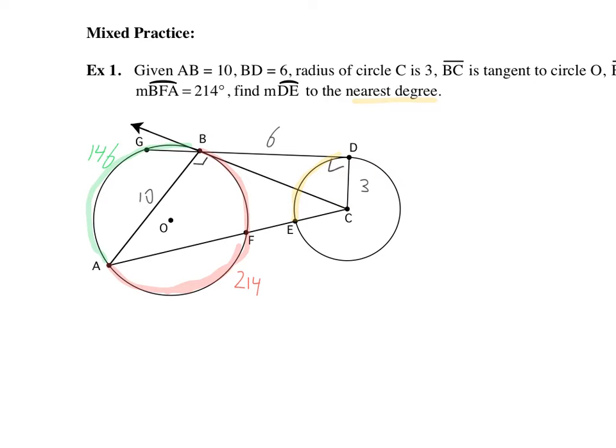So let's just kind of assign some variables here so I know where I'm going. Let's call this theta, and let's call this beta. Okay, so I'm going to solve for those two things together. So what I'm trying to find, the measure of arc DE, is going to be theta plus beta. Now, in order for me to solve for these two things, let's kind of think this through.